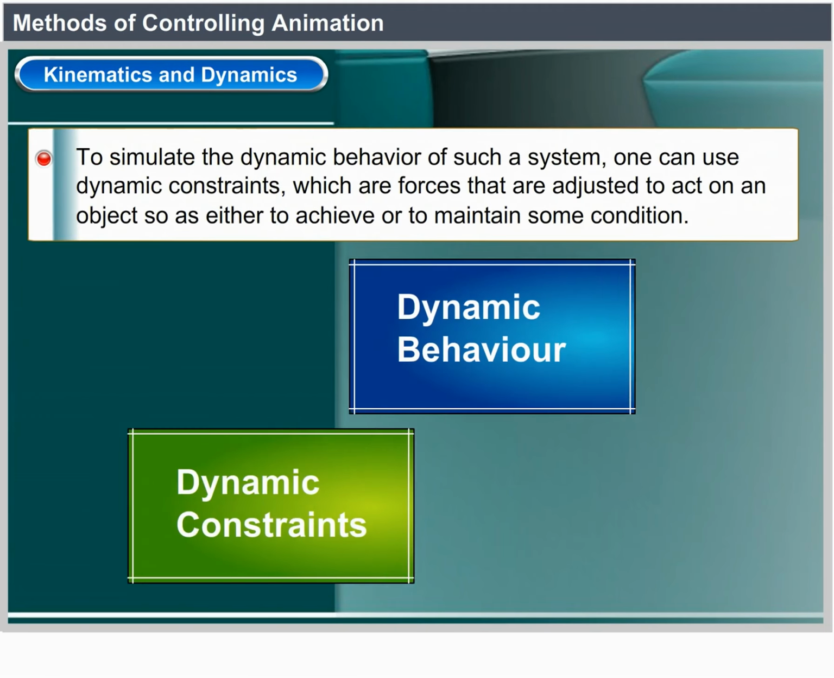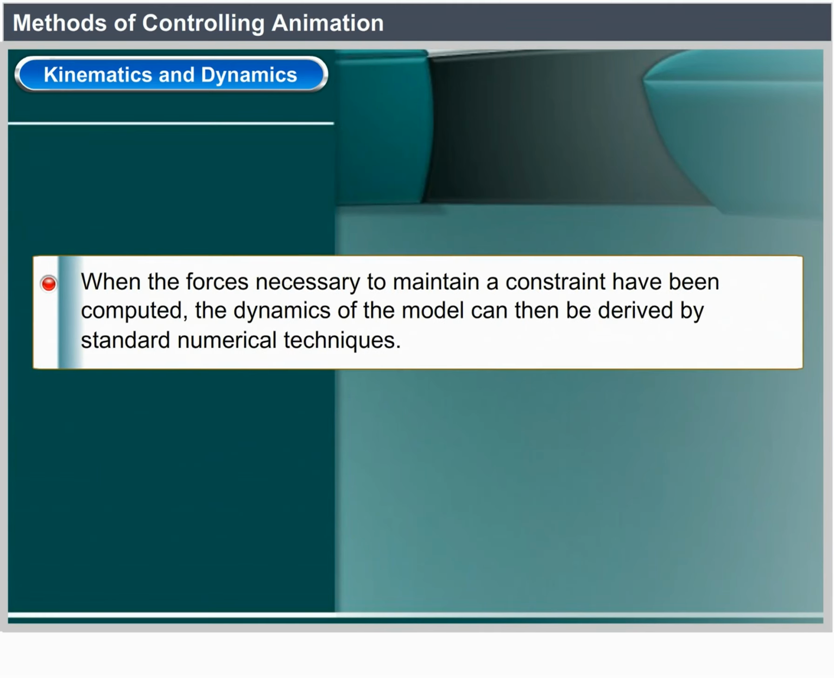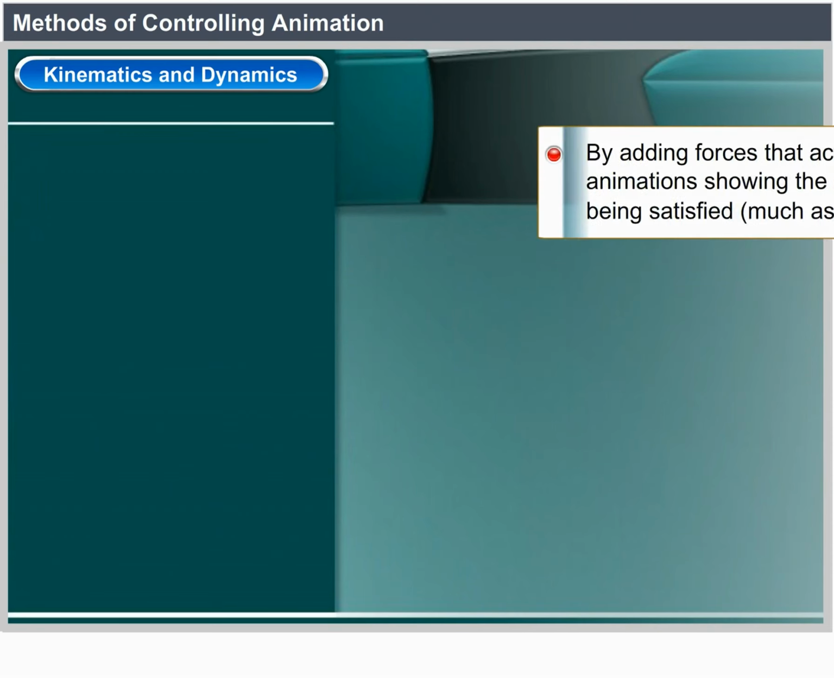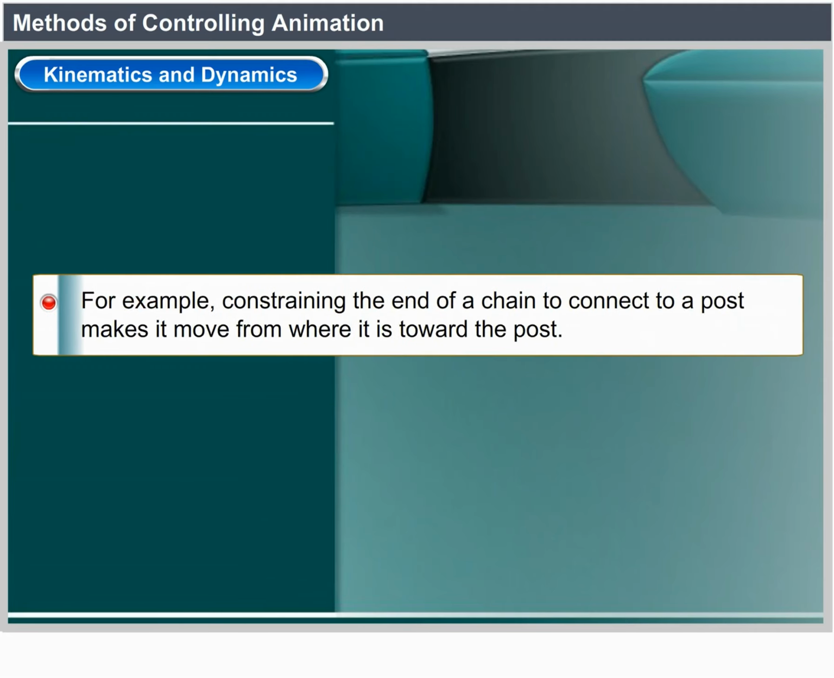To simulate the dynamic behavior of such a system, we can use dynamic constraints, which are forces that are adjusted to act on an object so as either to achieve or to maintain some condition. When the forces necessary to maintain a constraint have been computed, the dynamics of the model can then be derived by standard numerical techniques. By adding forces that act to satisfy a constraint, we can generate animations showing the course of events while the constraint is being satisfied, much as in Sketchpad. For example, constraining the end of a chain to connect to a post makes it move from where it is toward the post.